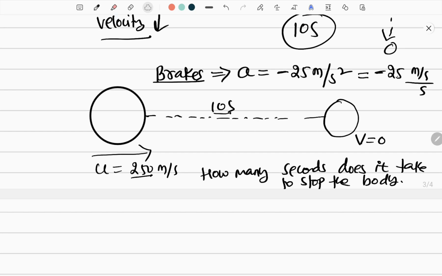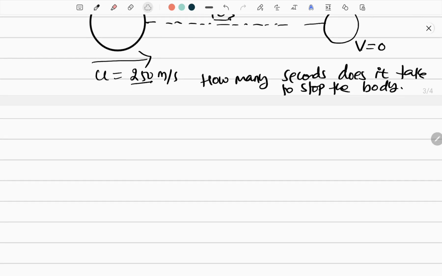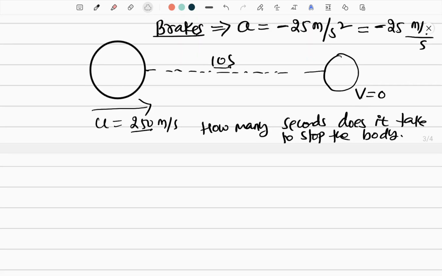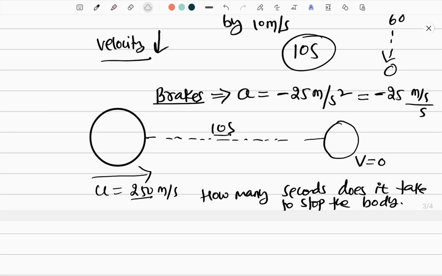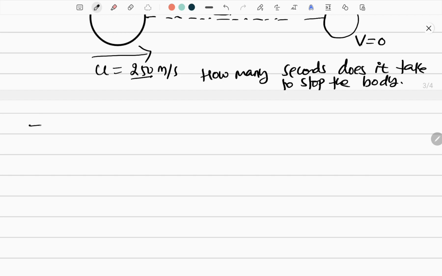I hope the concept of acceleration is quite clear. The formula we already gave you, but the real meaning of acceleration we wanted you to have an idea about. All right, I hope you are enjoying the concept of acceleration. Now let me give you one more example.